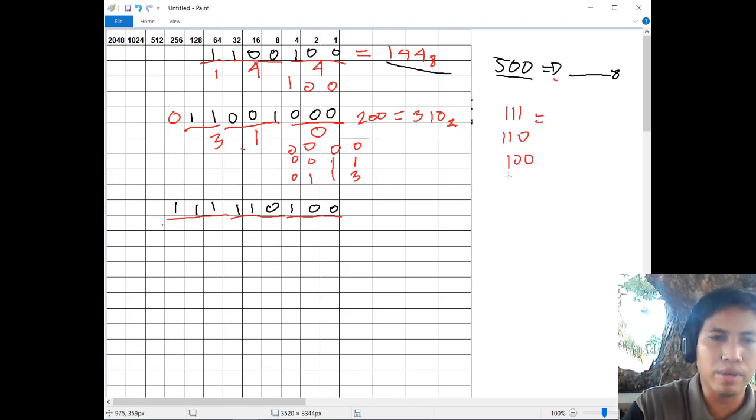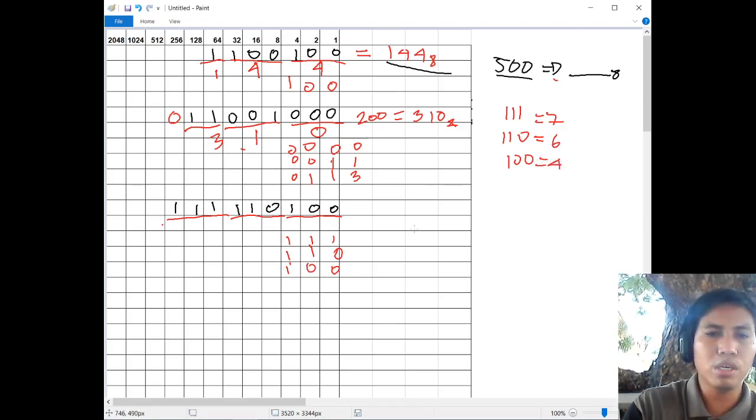111 is actually 7. If we put it in here, 1, 2, 3, so 4 plus 2 plus 1, that would be 7. 110, that would be 6, because 2 plus 4 is 6. Then we have 100, so this is actually 4. So the digits now: 100 is 4, then 110 is 6, and then 111 is 7.